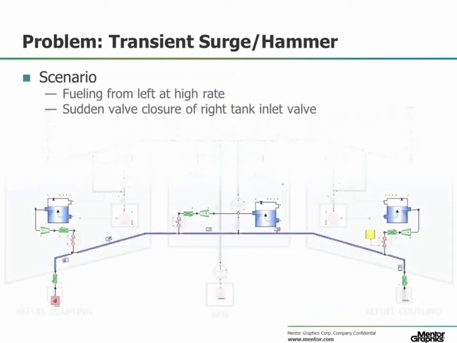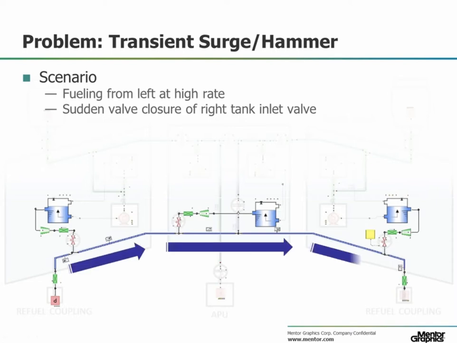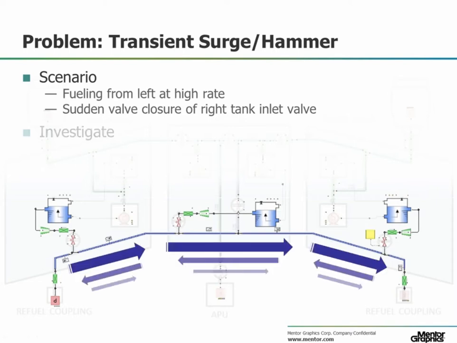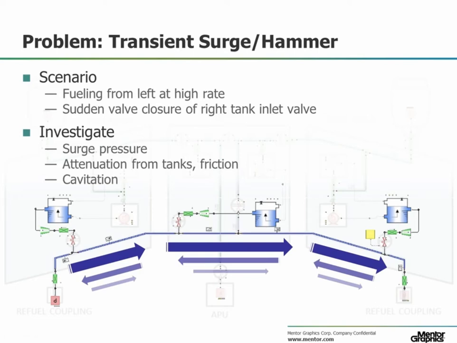One example of where we might observe surge in our system is with a sudden valve closure of a tank inlet while refueling is underway. In our example, we will fill from the left-hand side and close the right tank valve suddenly. We want to look at the magnitude of any resulting pressure wave, any attenuation we see from other elements in the system like open tanks and pipe friction, and also if any resulting surge is large enough to cause the system to cavitate.